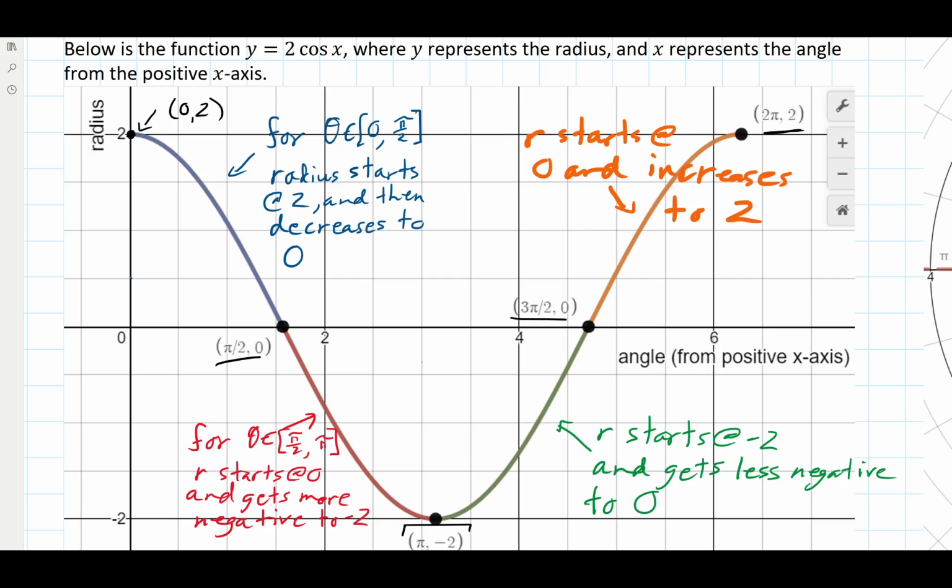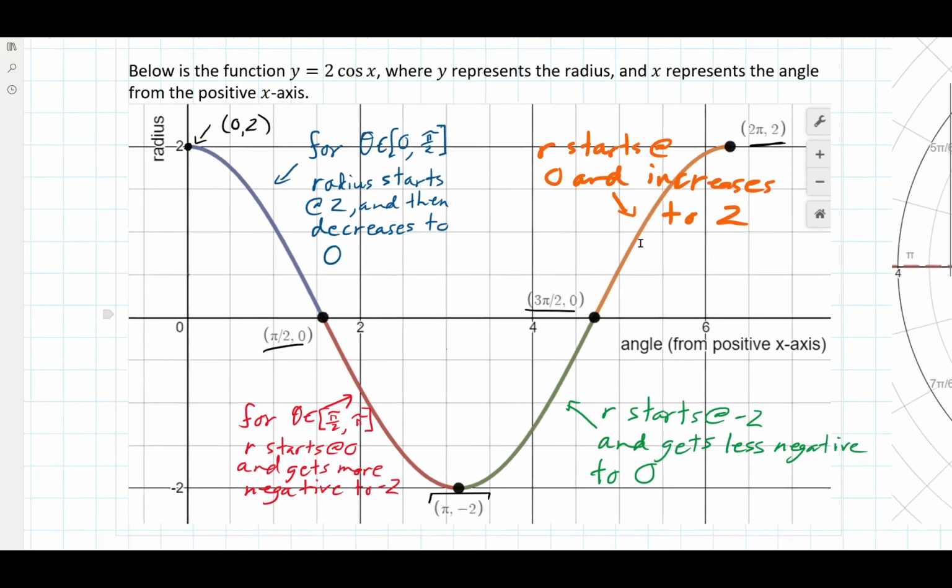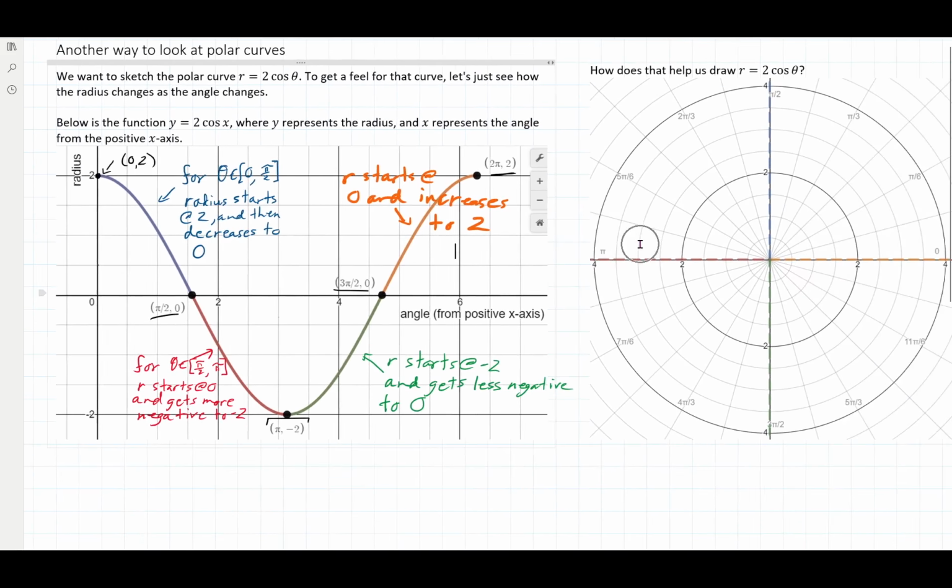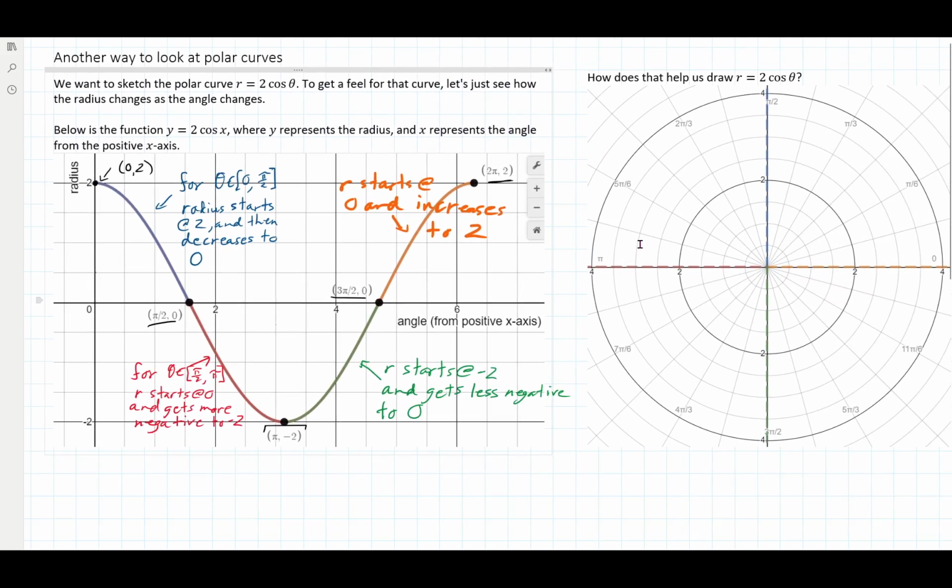We also notice that this graph is symmetric, which means that these corresponding pieces should also be symmetric on the polar graph. Okay, so let's just get a handle on this, and we'll tackle this polar graph one quadrant at a time. So this blue piece right here would be represented for theta starting off at 0 degrees and going all the way up to pi/2.